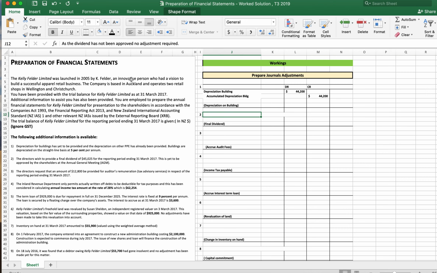Final dividend. As the dividend has not been approved, no adjustment required. Okay, so it's a bit of a red herring, just testing you out.